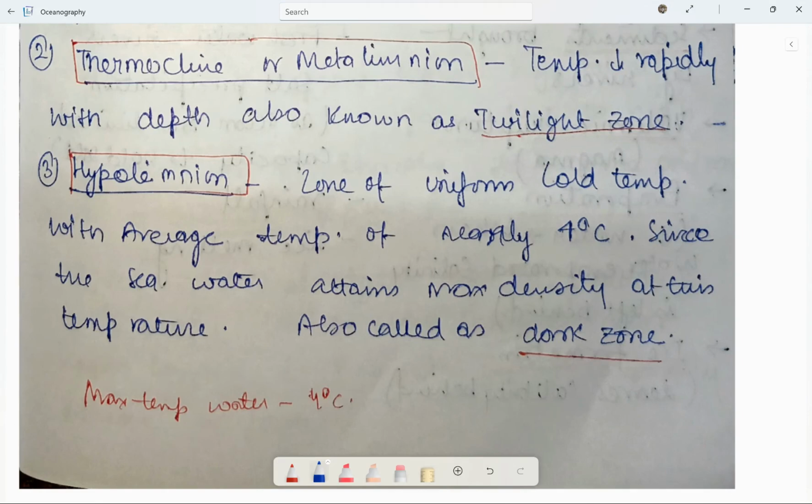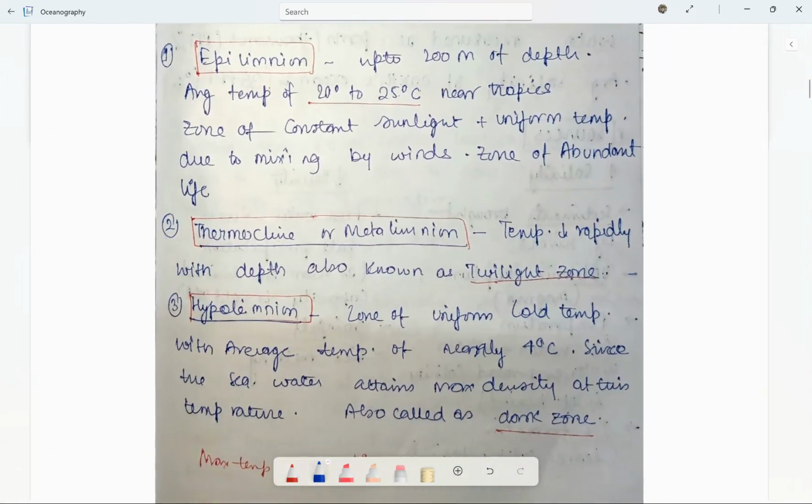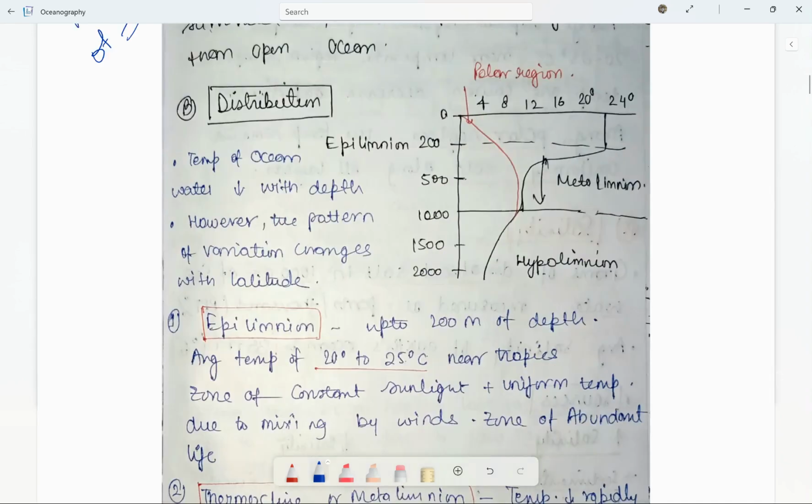Now, as we know, the water temperature can reach up to a maximum of 4 degrees Celsius. Reason being, if the temperature starts to get below 4 degrees, it becomes lighter in density and again comes upwards, which leads to an increase in the temperature. Thus, the maximum density of water is at 4 degrees Celsius, and इसको हम dark zone भी बोलते हैं. So we have three zones: epilimnion, thermocline or metalimnion, and hypolimnion.